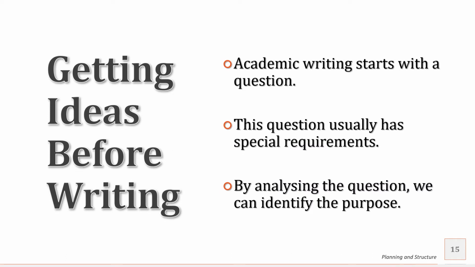Getting ideas before writing. The purpose of a question. An academic writing assignment starts with a question. This question usually has special requirements. By analyzing the question, we should be able to identify the purpose of the writing. An important tip to remember is, make sure you read the question carefully and have a clear understanding. You must be certain of what is being asked of you before you can begin planning and writing.